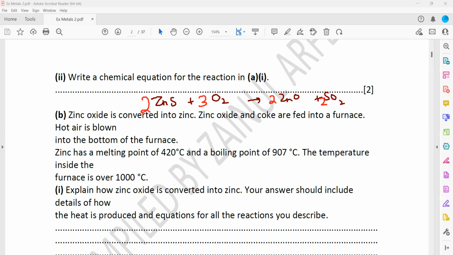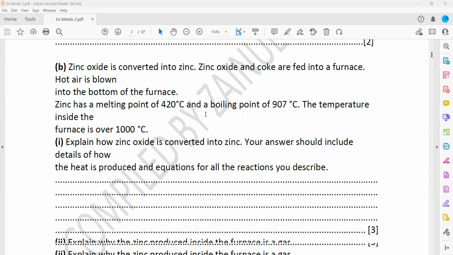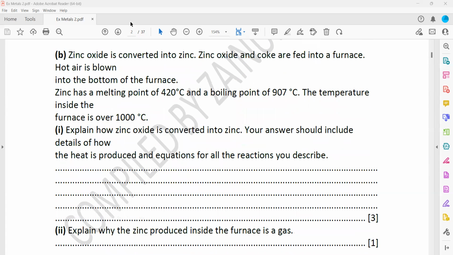Now here coke is not added. I'm answering a question as he asked: we can also react with a coke, but the problem with the coke is that it needs a very high temperature at the beginning. So we normally don't use a coke first. We convert into zinc oxide, and then from zinc oxide we extract the zinc. Then the zinc oxide is converted into zinc.